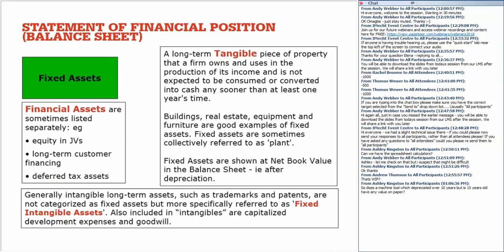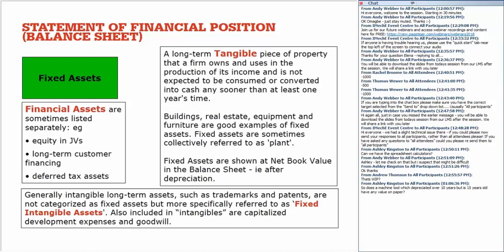So the balance sheet, fixed assets. So remember, the balance sheet is what do I own, what are my liabilities? So we're looking at the asset side. What do I own first? We've got fixed assets, so tangible property.